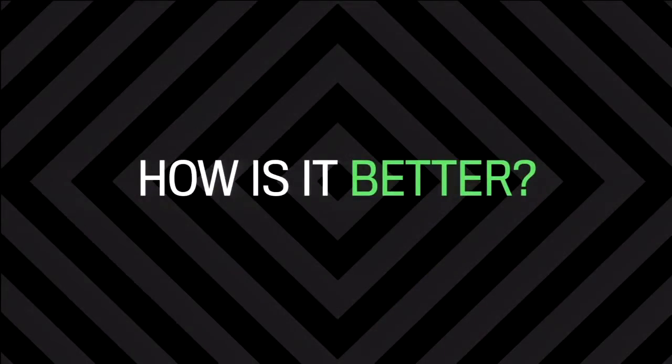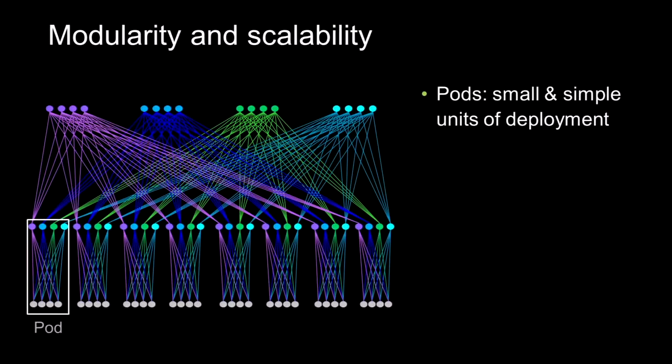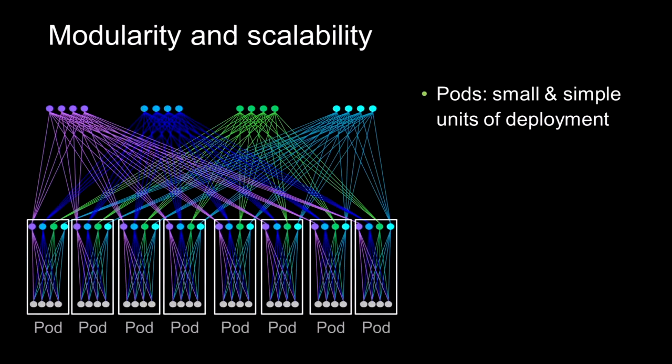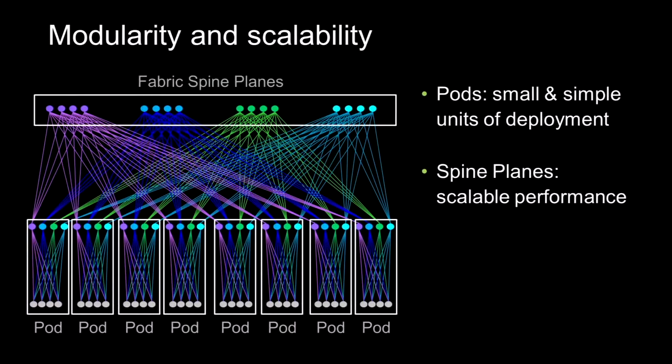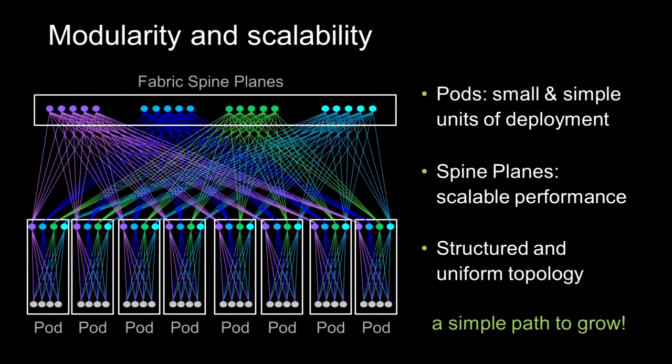How's it better? One, it's a very modular system that allows us to scale in any dimension that we need to scale in. If we need to add compute capacity, we add server pods. If we need forwarding performance, we add spine switches on the planes. It's pretty much a very uniform, structured and predictable way for us to grow. We know what we add, and we can add in multiple dimensions.